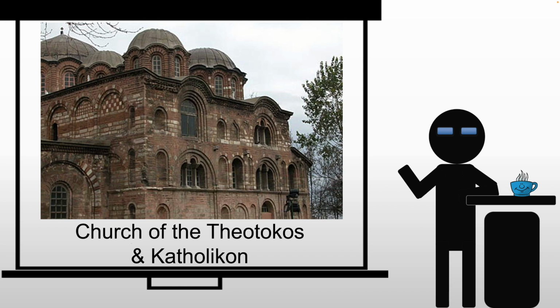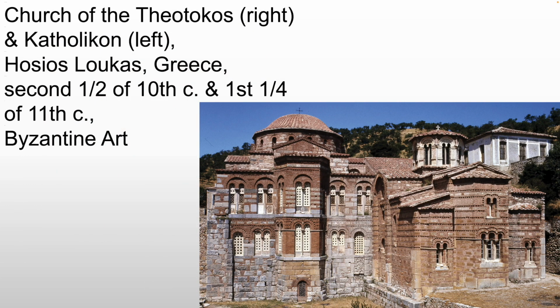Lucas is the home to this very unique church, the Church of the Theotokos and Katholikon. And this was built between the 10th and 12th centuries. And we see a lot of monastic churches in the area. We see a monastic foundation on this hermitage site, in other words, pilgrimage site, of the town, and it becomes a pilgrimage site for Christian followers.